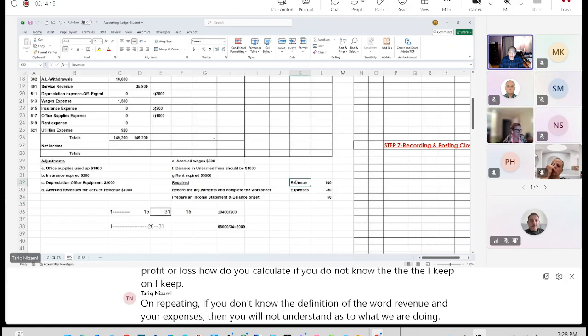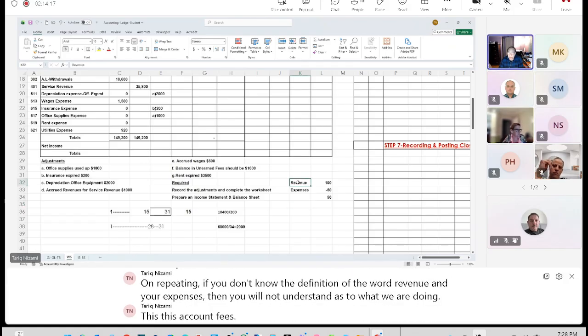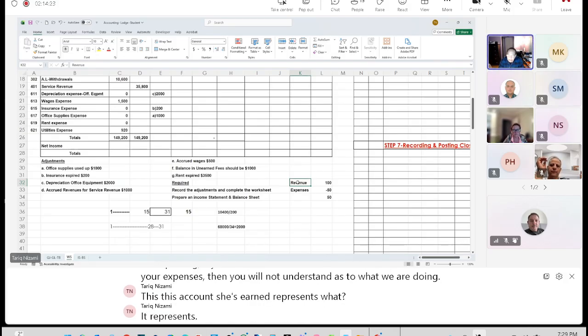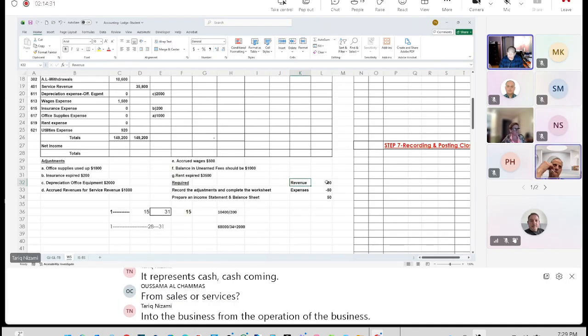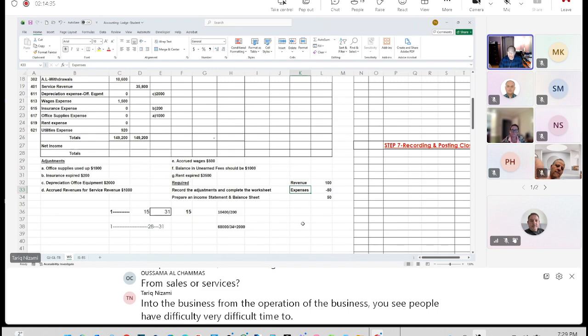This account, fees earned, represents what? It represents cash from sales or services, cash coming into the business from the operation of the business. Yeah. You see, people have a very difficult time defining this for me, even if I tell you 100 times.